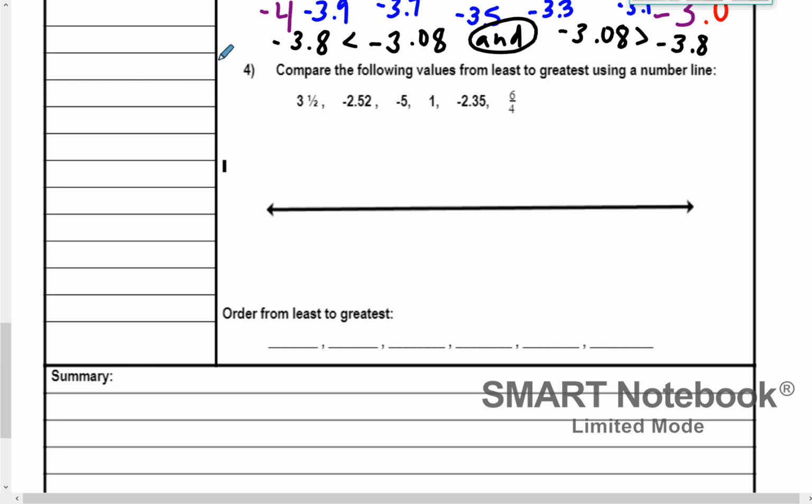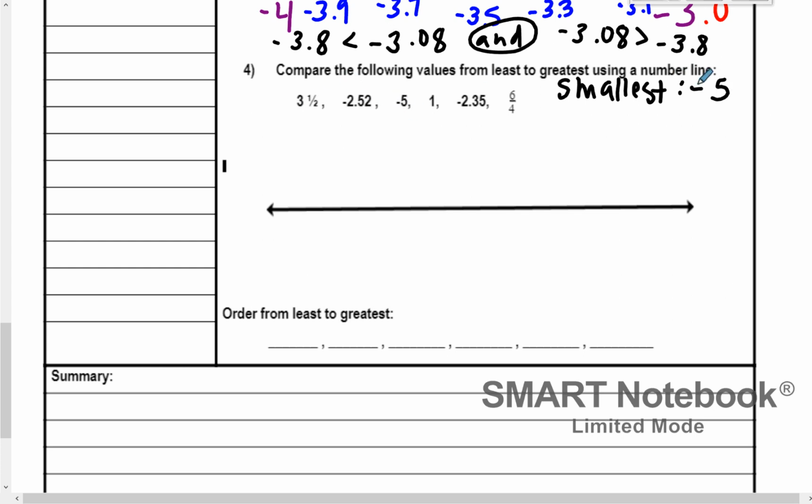Okay, when we have to use a number line for this kind of stuff, we need to know what our smallest number is to put over here and our largest number to put over here, because we don't want to make this way too small. It just makes your life harder. So our smallest number in this list, or the one with the least value, is going to be negative 5.